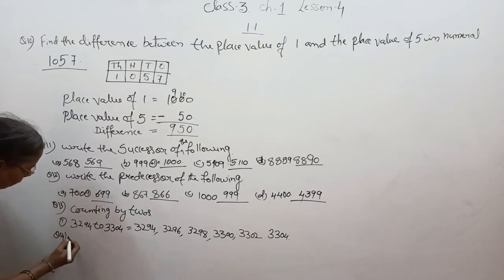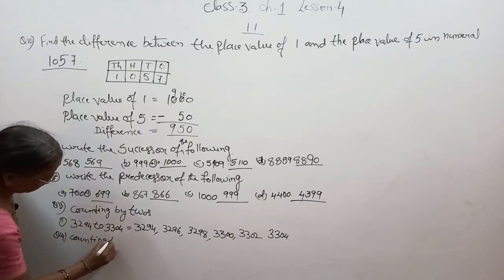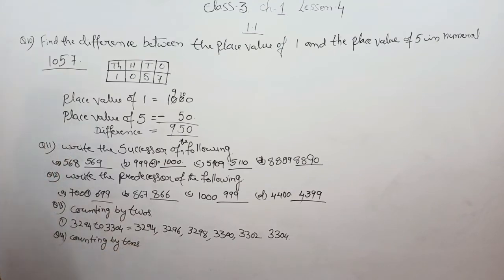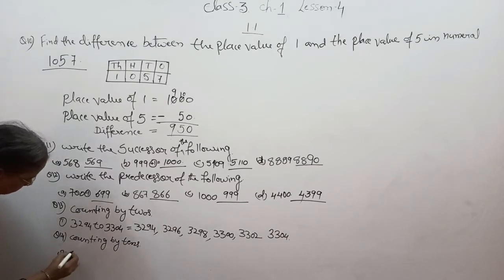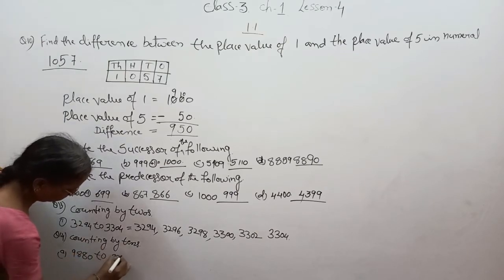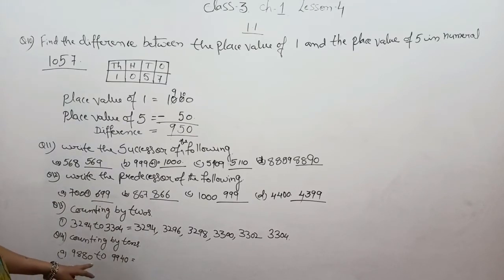And in question number 14, it is counting by tens. That is question number A, 9880 to 9940. Here we have to write the numbers in between these two numbers.